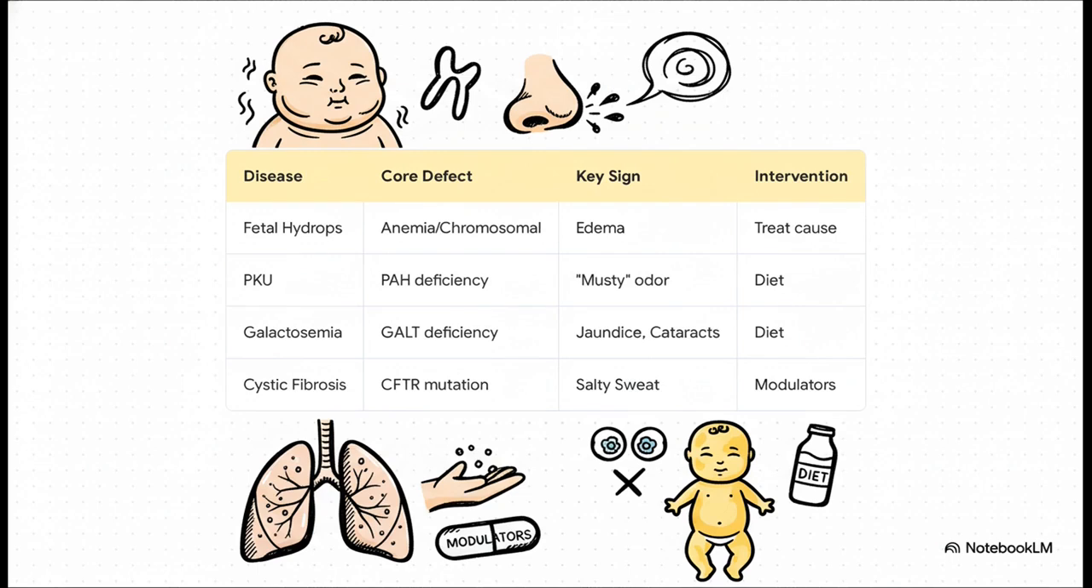We've also added galactosemia here, which follows the same pattern. An enzyme problem, GALT, leads to jaundice and cataracts, and the solution is a galactose-free diet. See the pattern? This is how you should think.